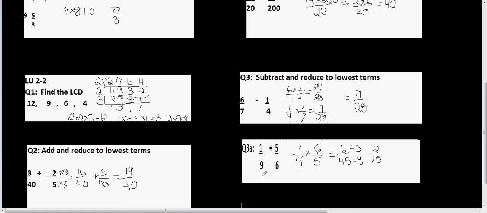1/9 divided by 5/6 equals 2/15. I hope this has helped you to understand fractions.